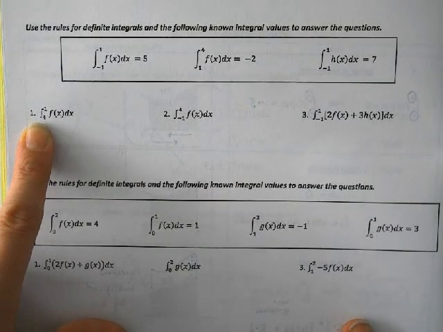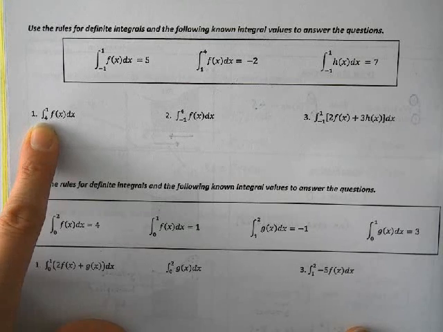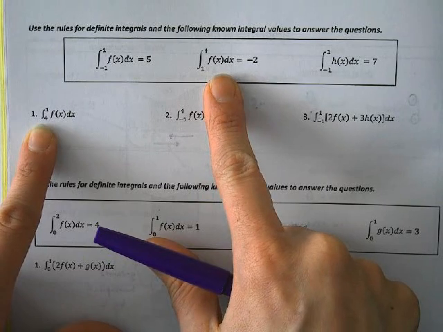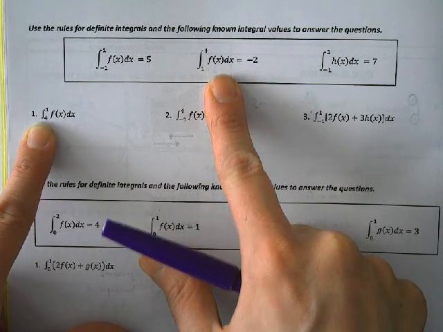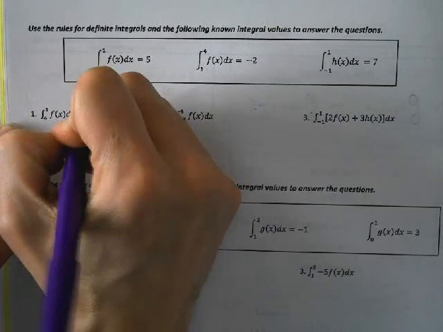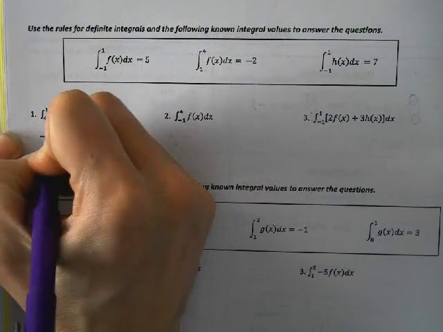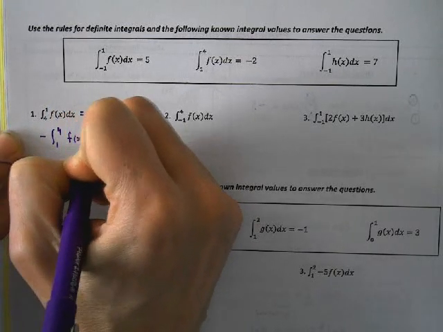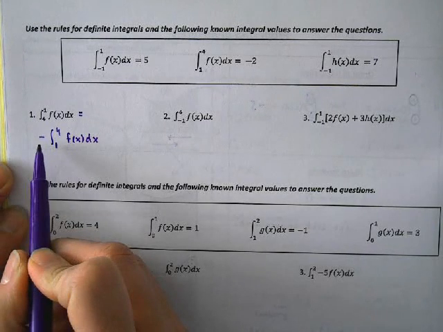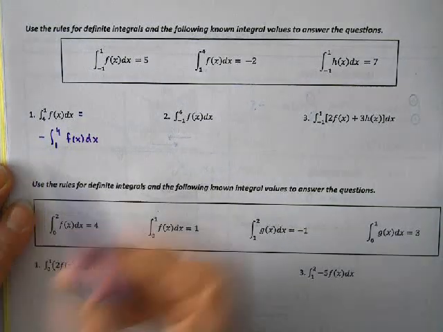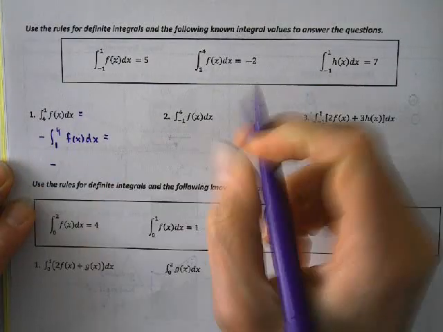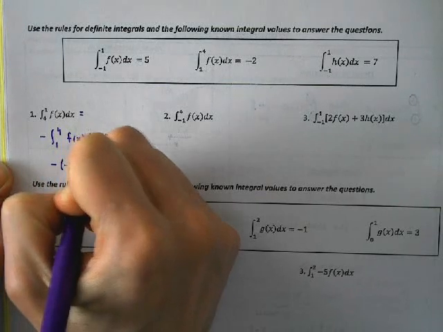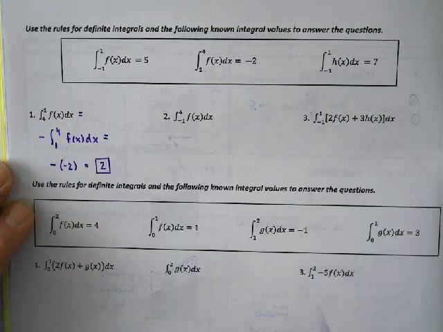So I have to see if I have something that's related here. And what I notice is that these two integrals are almost the same, but the order's changed. So that's where we would use that property dealing with the order of integration. I know that this is the same as the opposite of the integral from 1 to 4 of f of x dx. Notice that when I changed that order, I had to make this opposite out front. So now I have the opposite. Well, the integral from 1 to 4 of f of x is negative 2. So the opposite of negative 2 gives me a value of 2.